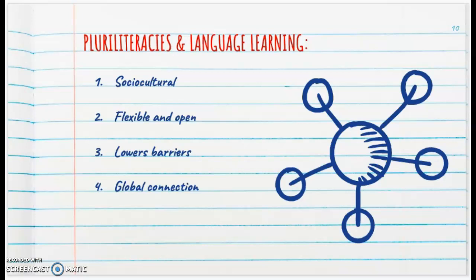As Garcia et al. mentioned in 2007, a fusion of languages, dialects, scripts, registers, and semiotic systems characterize how people communicate today, lowering barriers and borderlines among countries, creating a global connection.